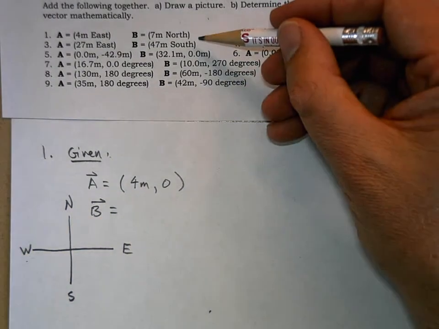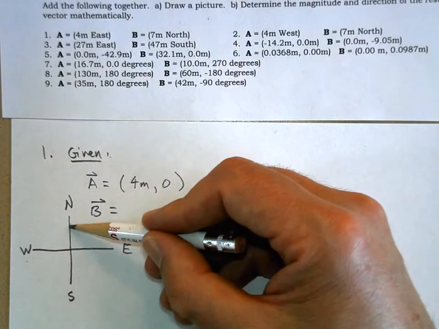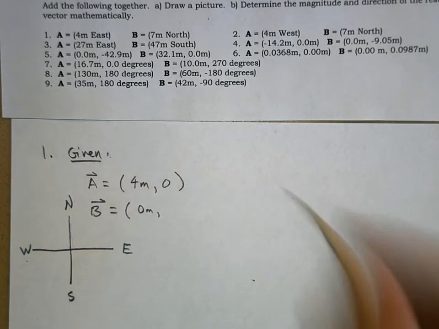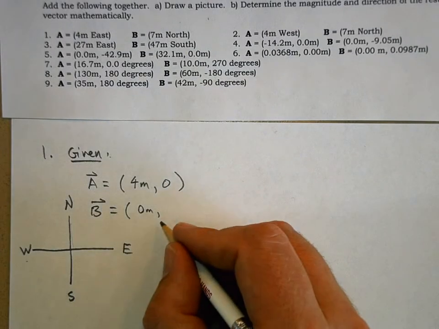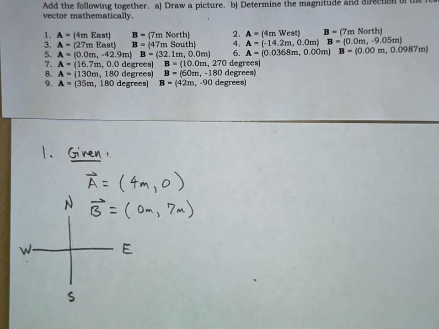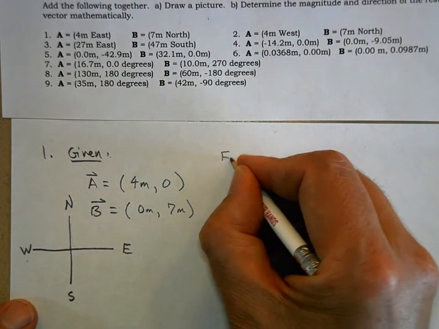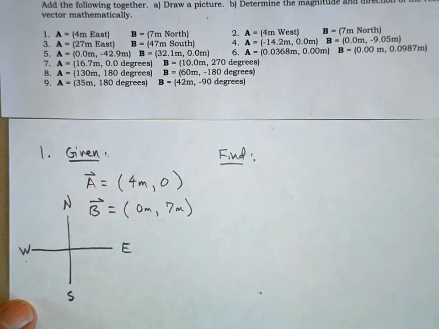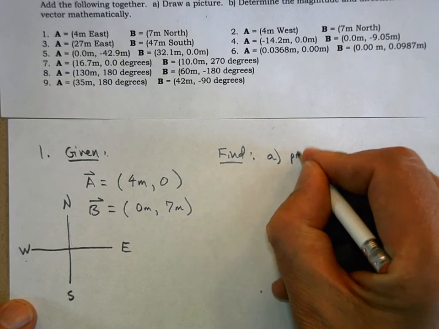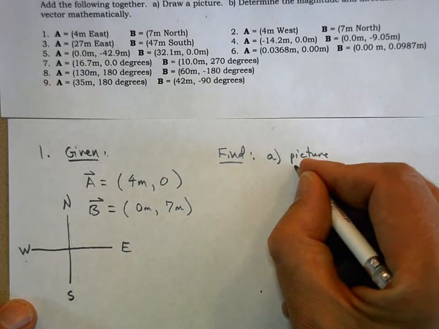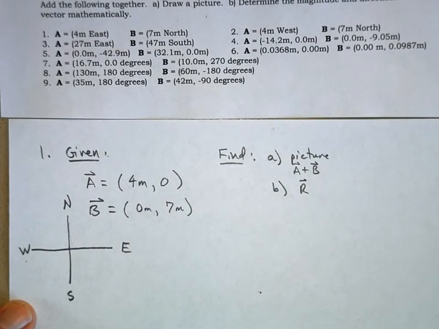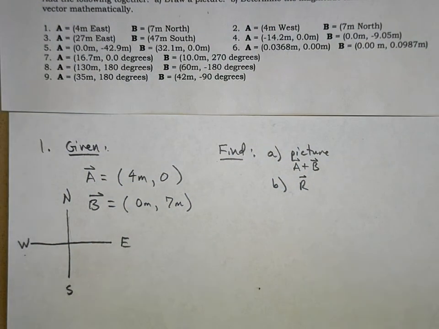And then let's look at vector B. What direction is north? Well, north is straight up. So B is 0 meters. You don't have to put meters with 0. In the x direction, and it's positive 7 meters in the y. And so we want to find the resultant vector. Well, we want to draw a picture of A plus B. And then we want the resultant vector. What is it? Magnitude and direction. I want it in polar coordinates.